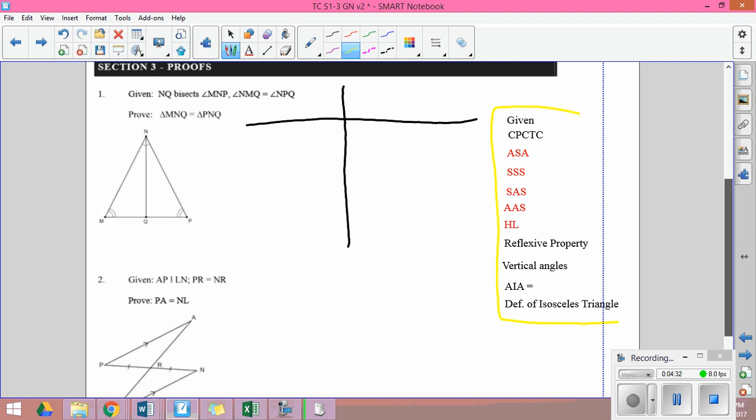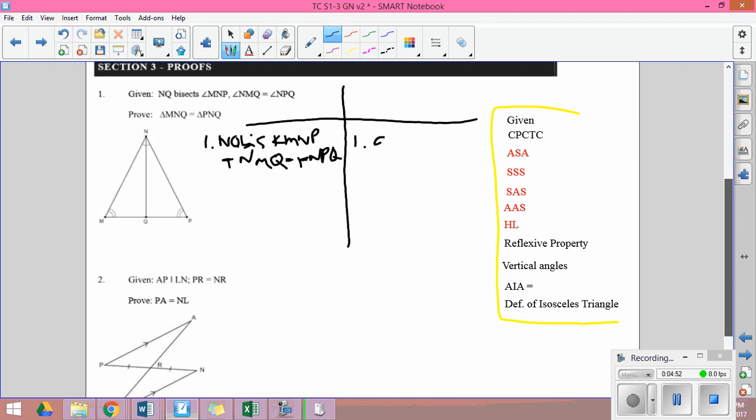I'm going to start with the given. And the very first thing we do is we write the given down. That NQ bisects angle MNP, and that angle NMQ is equal to angle NPQ. And that's the given. So I go over to my picture and I mark that NMQ, this angle, is equal to this angle. That's from my given. So then I say, well, what does the given give me? And this is a straight angle relationship, so I already marked that.